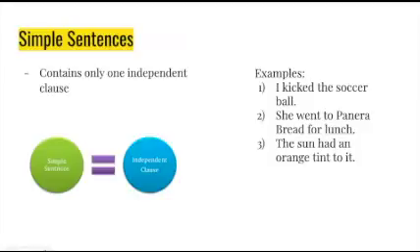So starting off with simple sentences, these contain only one independent clause. And here are a few examples of these kind of sentences. I kicked the soccer ball. She went to Panera Bread for lunch. And the sun had an orange tint to it. So all these sentences only have one independent clause.